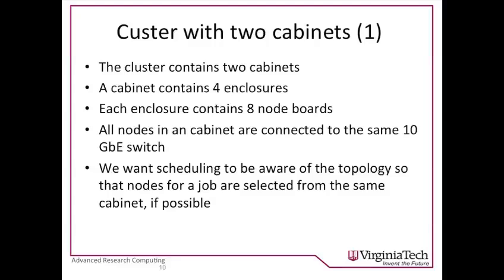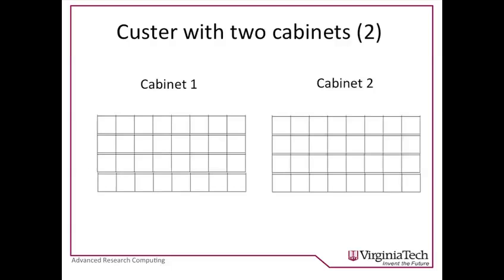So let's assume you have a machine that has two cabinets. Each cabinet has 4 enclosures, and each enclosure has 4 node boards. And we want to schedule jobs so that jobs go into one single cabinet and don't spread across cabinets, so that we don't go over the 10 gigabit switch that is attached to each cabinet. So basically this is topology-aware scheduling. This shows what we want to do.